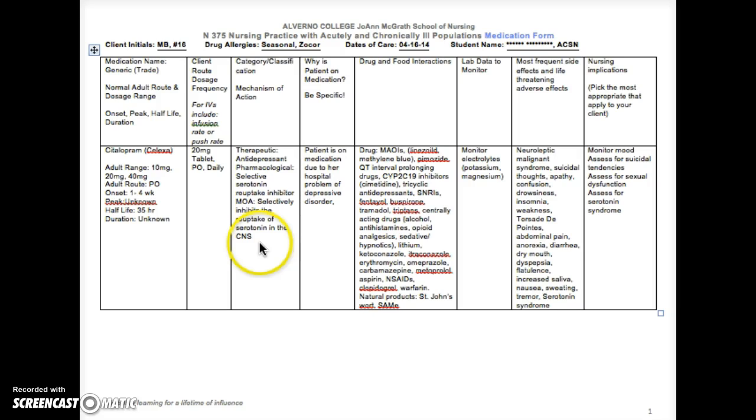So if, like let's say instead you have on your vitamin K injection and then they're on Coumadin, I'm going to be like, something's going on here because these two are fighting each other. We need to talk to the physician and see what's going on. So this is the basics on how to fill out the med sheet.